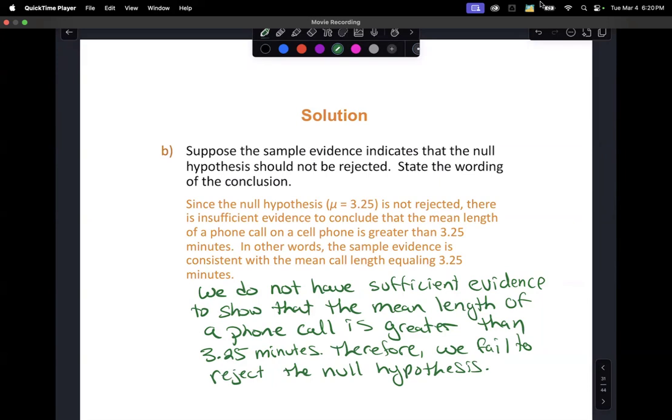Now, you don't have to be fancy though, as long as you get the information across to me. I'm not looking for flowery words. It is absolutely okay. This isn't an English class. It doesn't need to be super flowery. You just need to tell me that there's not evidence there and you fail to reject or whatever. Just as long as you get your point across and tell me what evidence we're looking at, you're good. I don't care if your words are flowery. They don't have to be beautiful. I'm not looking for poetry.